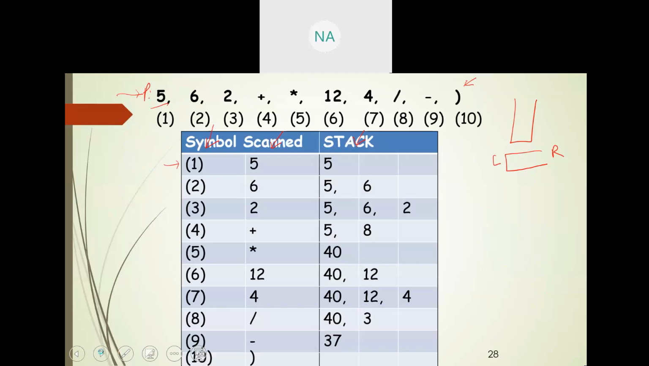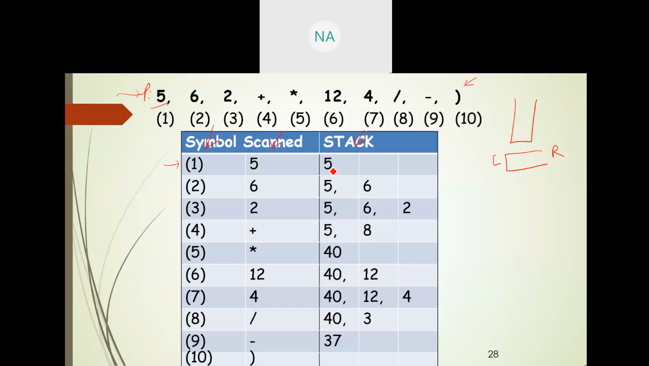The 5 is put on the stack. Okay, that is, you push 5 onto the stack. Now, initially the stack was empty. After pushing 5 onto the stack, we have one element at the top of the stack, 5, right?